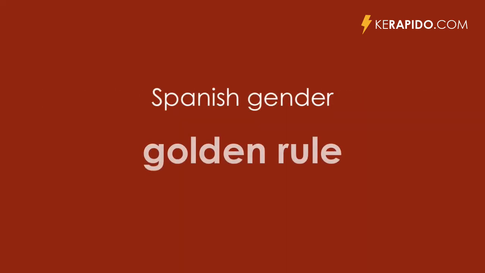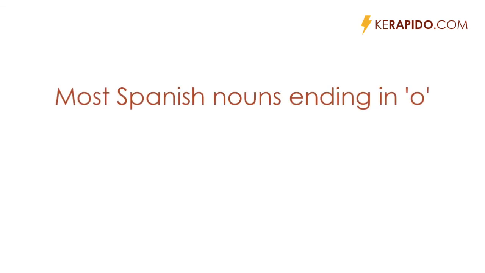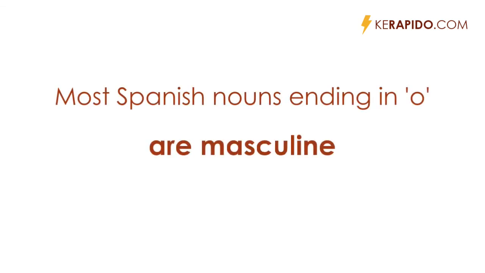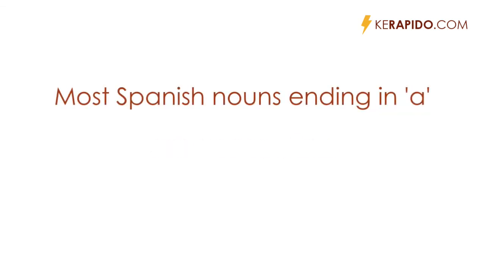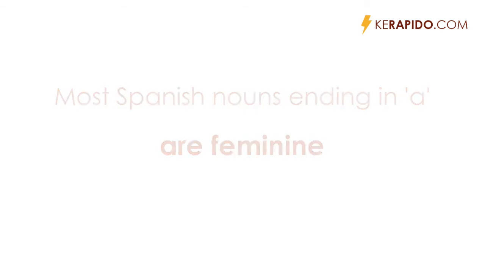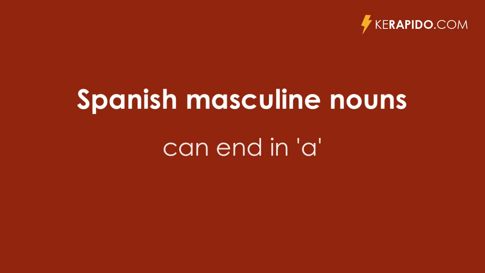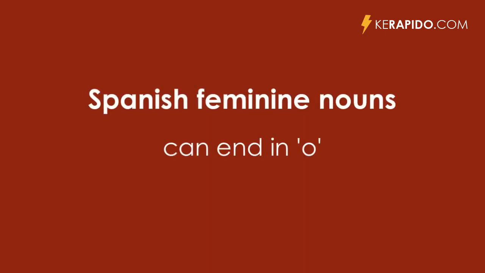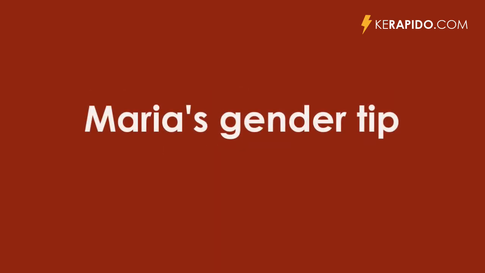Spanish gender golden rule. There is a rule that will help you get the gender of many Spanish nouns right. This rule says, most Spanish nouns ending in O are masculine, and most Spanish nouns ending in A are feminine. This is a golden rule, but it's not a miracle rule. There's a substantial number of Spanish masculine nouns that end in A, and there are some common feminine nouns that end in O. That's why I've got this great tip for you.